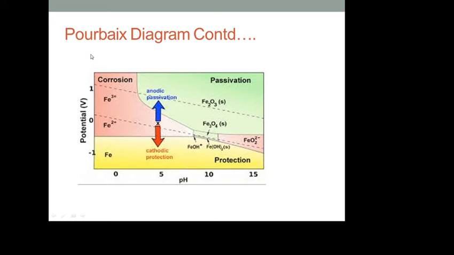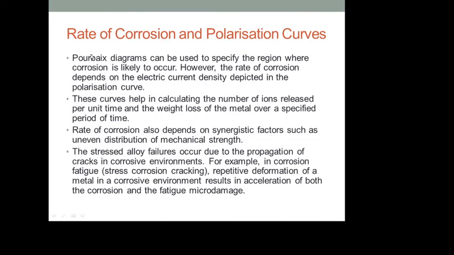So this is a graph plotted like pH against potential. So rate of corrosion and polarization curves. So Pourbaix diagram just specifies the region where corrosion is going to occur. However, how quickly the metal is going to get corroded depends upon the rate of corrosion, and that again depends upon the electric current density, which is predicted by the polarization curve.